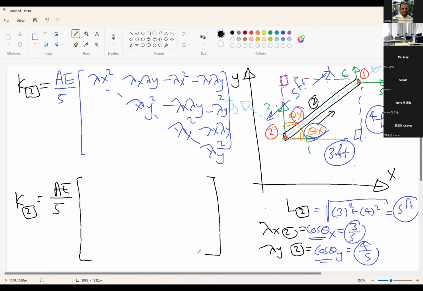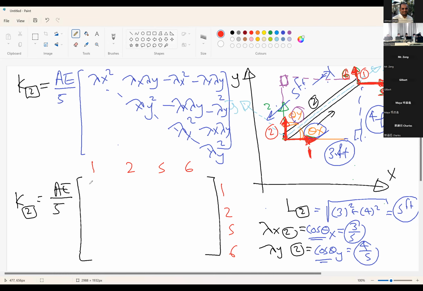Before we start, what are the degrees of freedom, or what is the displacement we have? At node 2, to start here, we have degrees of freedom 1 and 2. Here we have 5 and 6. So 1, 2, 5, 6. The first entry is lambda x squared. What is lambda x squared?